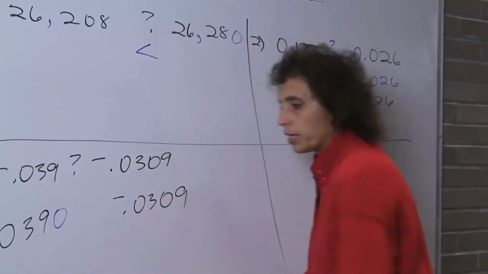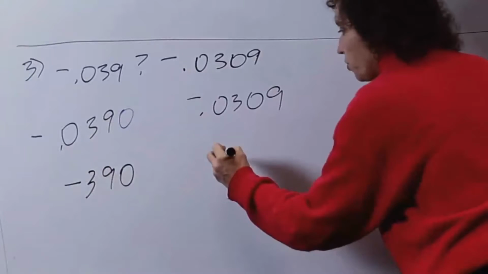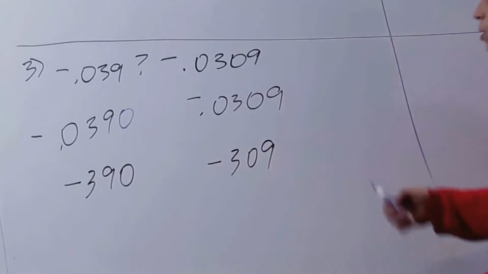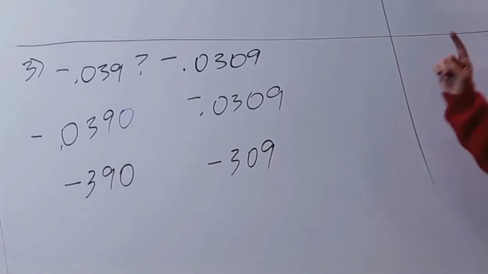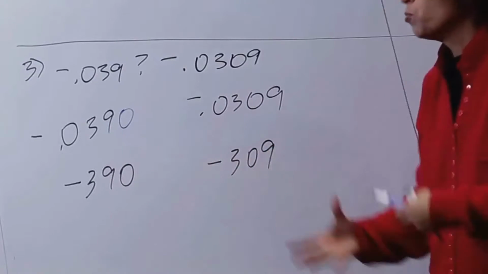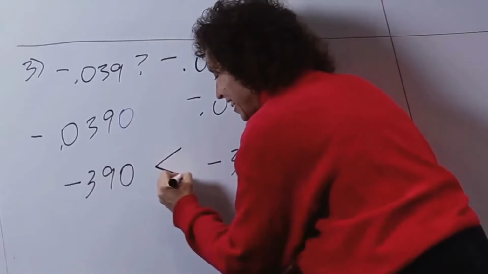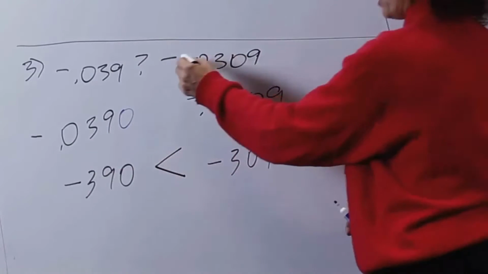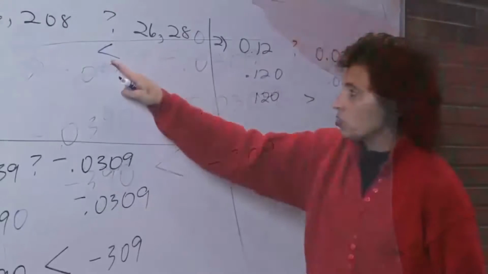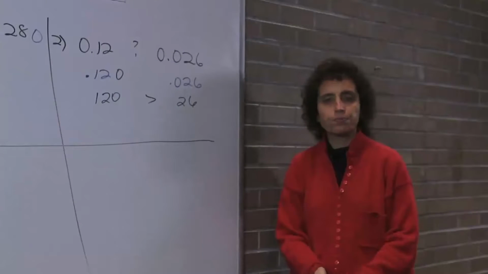0.0309, and this is also negative. So this is negative 390. This is negative 309. Remember, it's negative. So here, this is really the smaller number because it's more negative. I owe you more. That's less. So this one is less than this one. So the is less than symbol goes here, the is less than symbol goes here, the is greater than symbol goes here. And that's how you compare them.